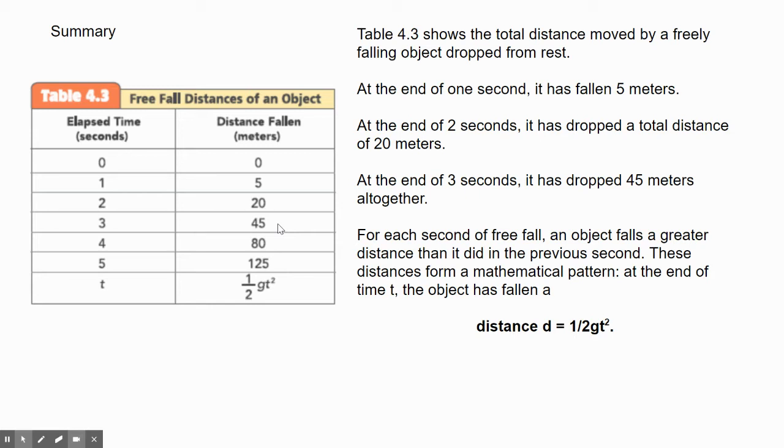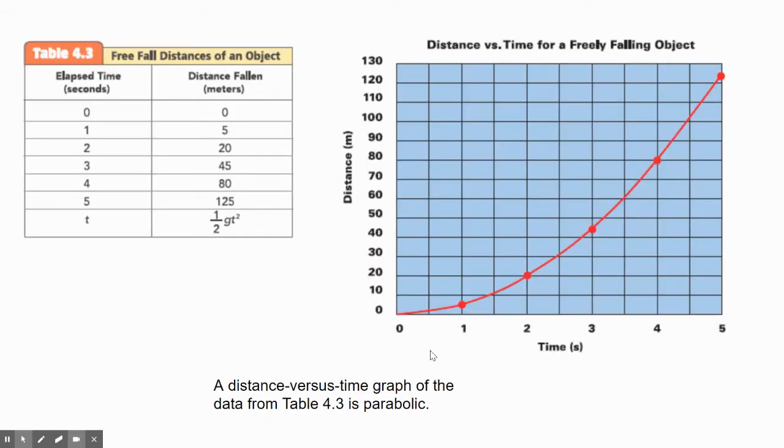Clearly, it is nonlinear. For each second, the object falls a greater distance than it did in the previous second. These distances form a mathematical pattern. At the end of time t, the object has fallen a distance d equal to 1/2 times g, acceleration due to gravity, times t squared. So it is quadratic in nature.